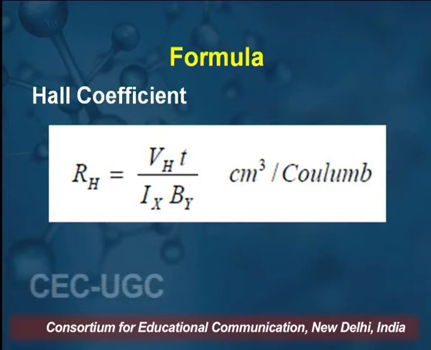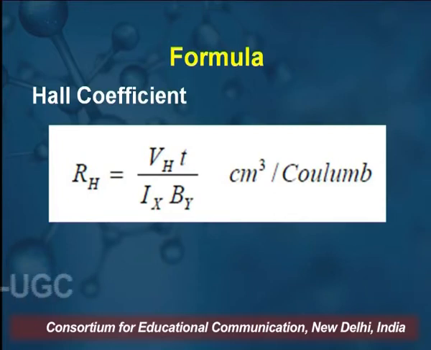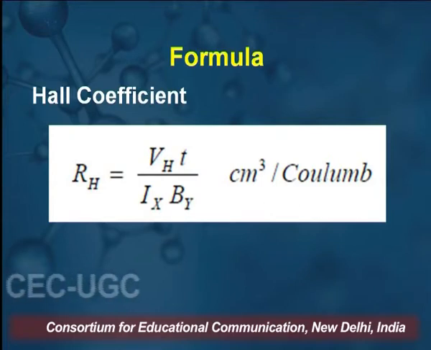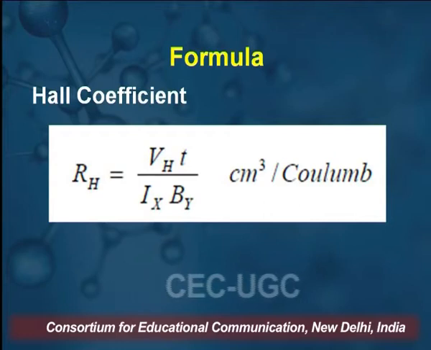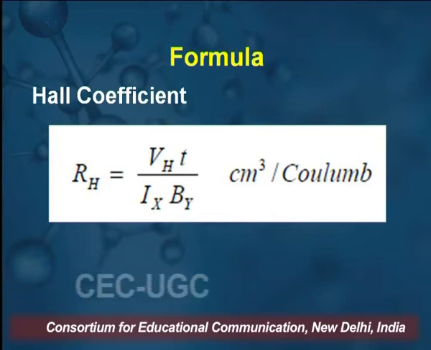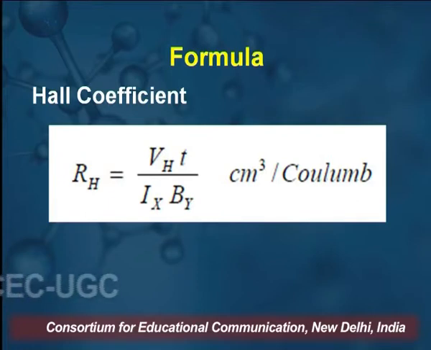This is very important: we are finding the Hall coefficient by using this experiment, which is defined by RH, which is equal to VH, the Hall voltage, into T. T is the thickness of the specimen, Ix is the current we are passing through the specimen, and By is the magnetic field, which is constant. By calculating all these values we can find the Hall coefficient, and the unit of the Hall coefficient is centimeter cube per coulomb. So this formula is used to calculate the Hall coefficient.